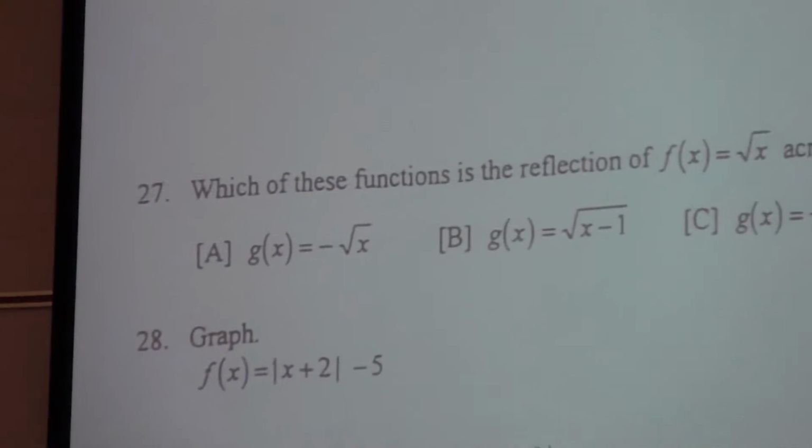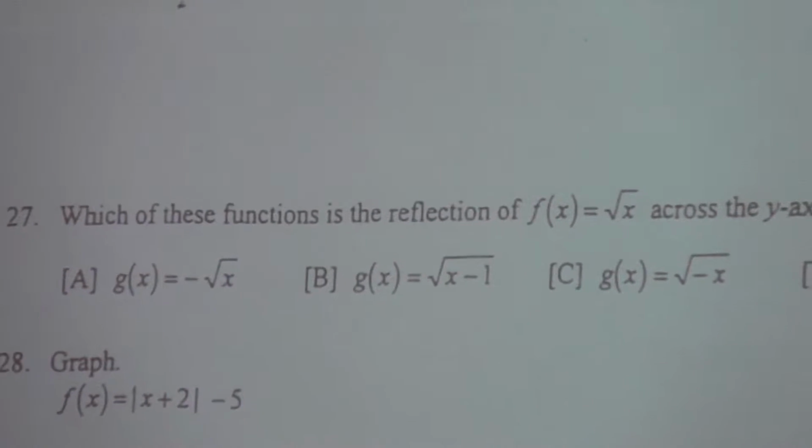It's just finding them on this paper compared to the exam. It takes a minute.